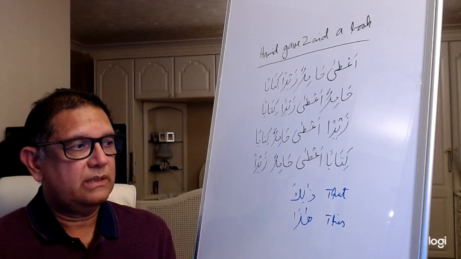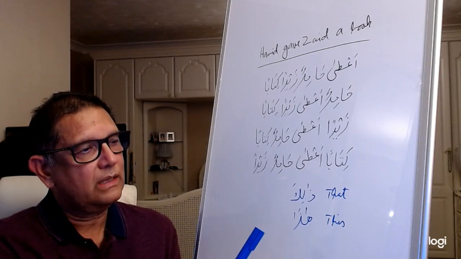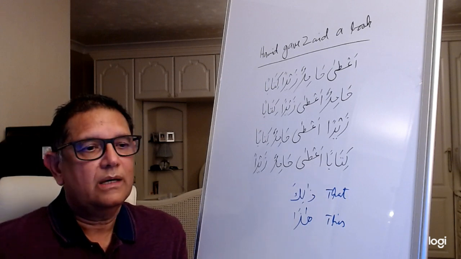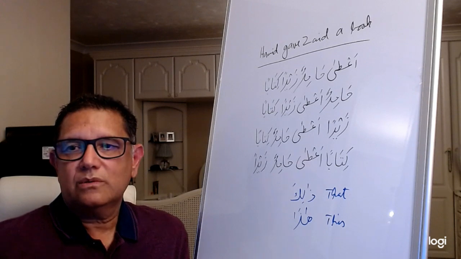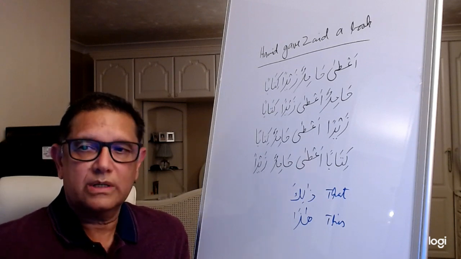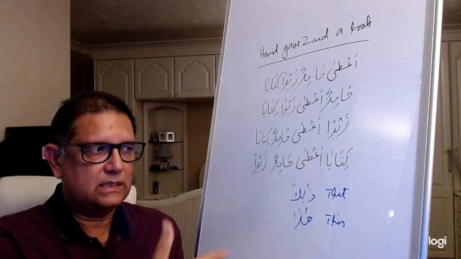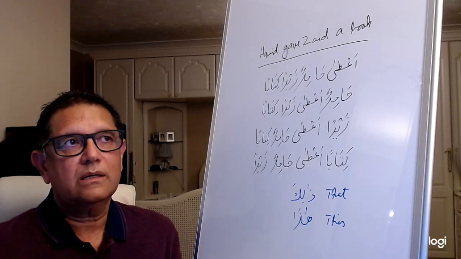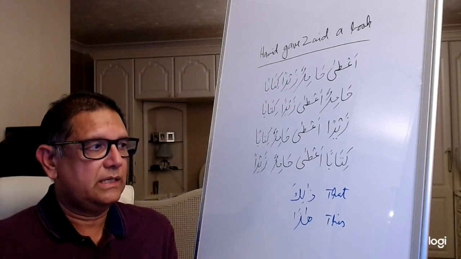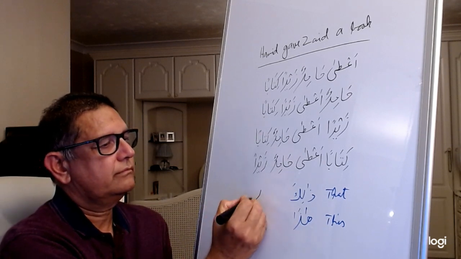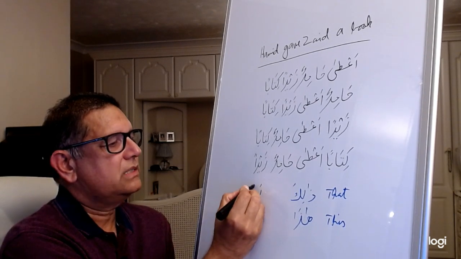In this example, zalikal kitabu la rayba fihi, this is the book, or this book, there is absolutely no doubt in it whatsoever. So I have translated it in that way, and that is because of the specific use of the word raib. Raiba has been used here.